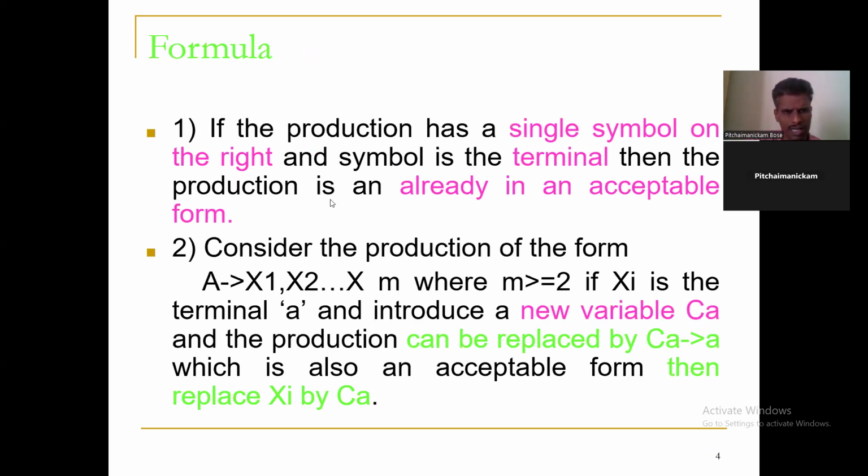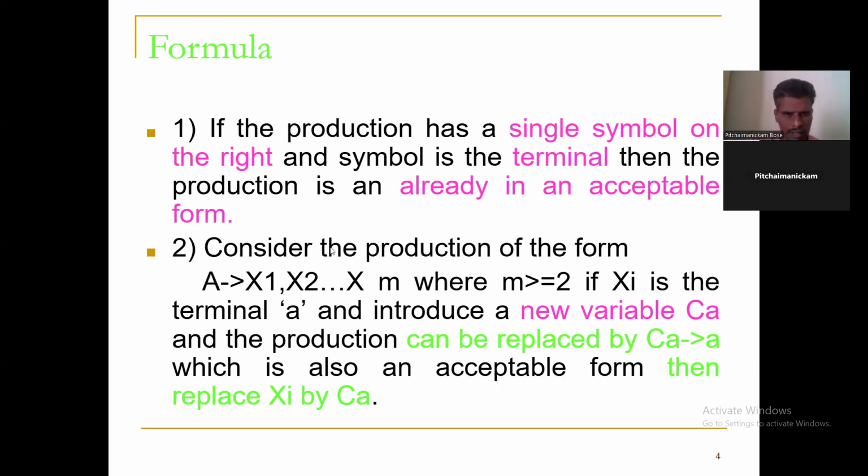And there are two different rules. Suppose the production has a single symbol on the right-hand side and that symbol is a terminal. Then the production is already in an acceptable form. Now consider a production of the form A derives X1, X2, X3 up to Xm, where m is greater than or equal to 2. If Xi is a terminal a, introduce a new variable Ca. Then the production can be replaced by Ca derives a, which is also an acceptable form.